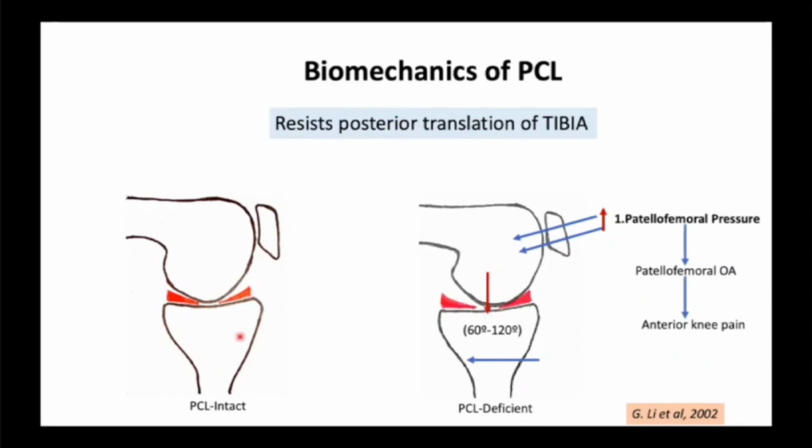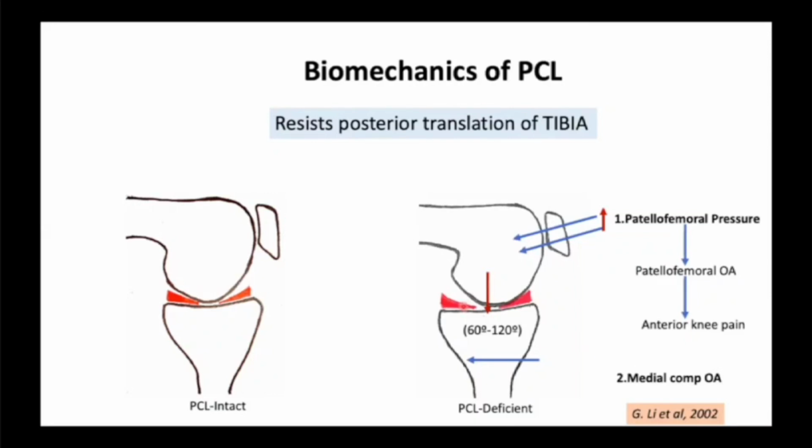In a PCL intact knee, the weight passes through the menisci and then to the tibia. But in a deficient knee, as the tibia sags posteriorly, the weight transmission, the kinematics of this knee joint gets disturbed. And all the weight may not pass through the meniscus. Some weight may pass through the cartilage as well. So this leads to medial compartment osteoarthritis, most probably on the medial part, not on the lateral part, because the medial meniscus is firmer than the lateral meniscus.